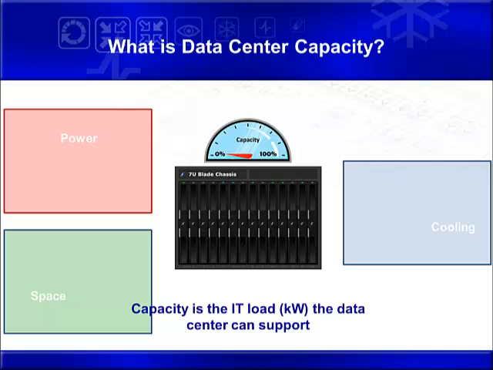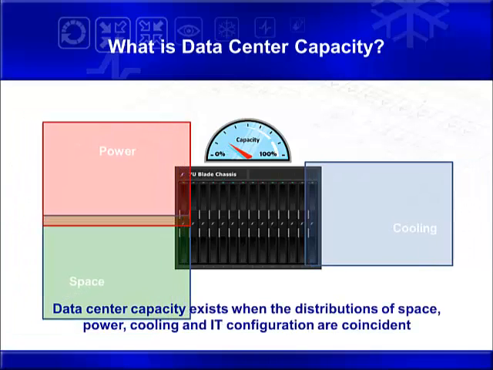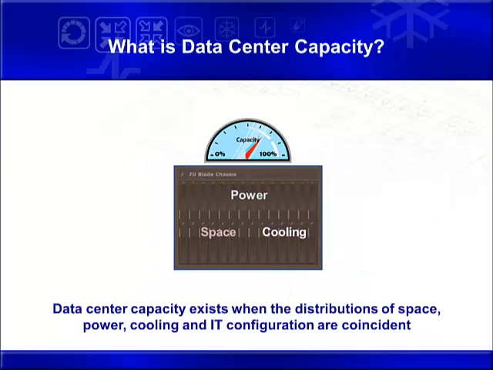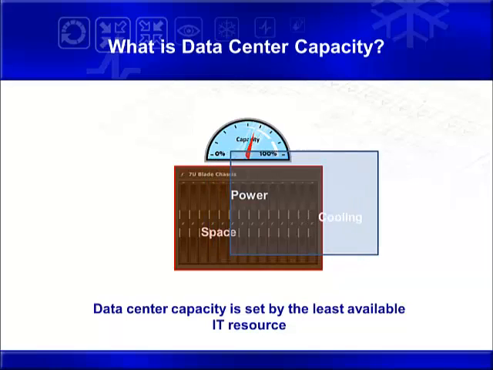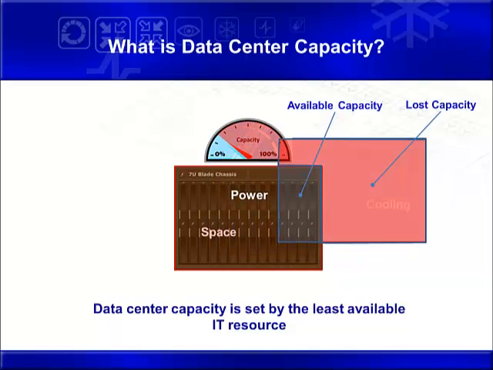To start, we must define data center capacity. Data center capacity is the total amount of IT load in kilowatts that the data center can support at the desired levels of redundancy. To support IT equipment, the distributions of space, power, and cooling must be coincident to each other and to the IT configuration. Data center capacity is lost when one or more IT resource becomes unavailable to the units of IT equipment for whatever reason. Capacity utilization efficiency, or CUE, is a measure of how effectively operations is able to hold alignment between the IT and resource distributions.